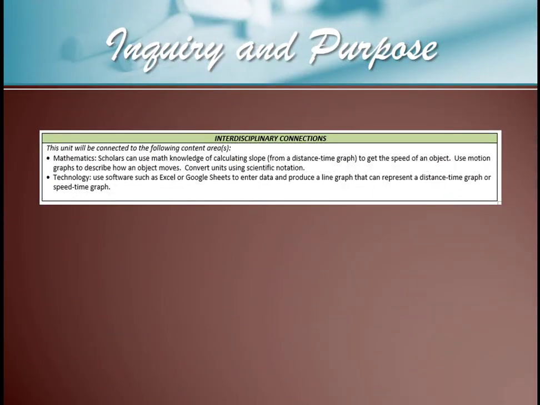Some very obvious interdisciplinary connections involve mathematics and technology. In math, of course, you are using your calculations and also graphing data. In technology, you can work together with your technology teacher or see about getting computers for your room so that scholars can actually use an Excel program or Google Sheets to enter data into a data table and then have the program create a line graph that represents their data.